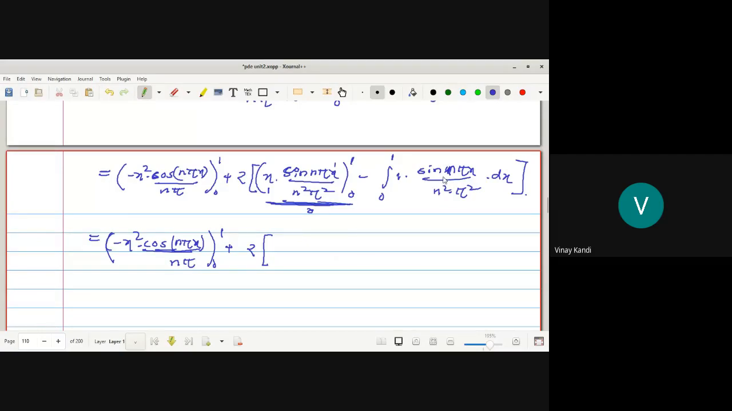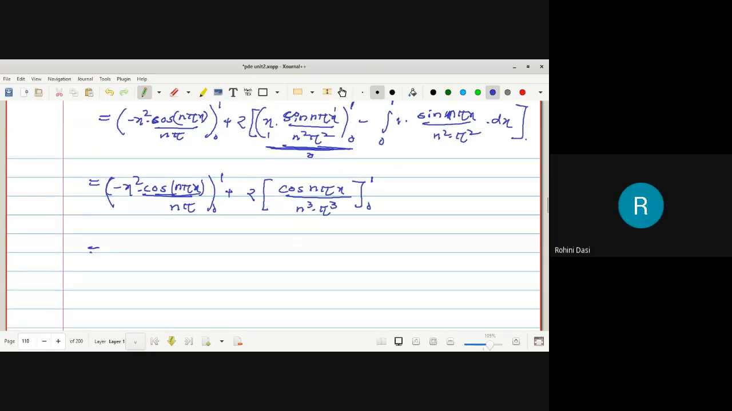Sin चा integration काय येईल? Minus cos. Okay, minus cos. So minus minus हा होईल plus. So here cos n pi x divided by n cube pi cube. Okay, where upper limit 1, lower limit 0, 0 to 1. Okay, any doubt? No, sir. This is equal to, आता ह्याची व्हॅल्यू काय येईल? Put x is equal to 1. काय येईल? हा तो minus x square, 1 square is 1, cos n pi x कशात रूपांतरित होतोय? हा minus 1 raised to n divided by n pi. ओके, हा तुमचा I2.